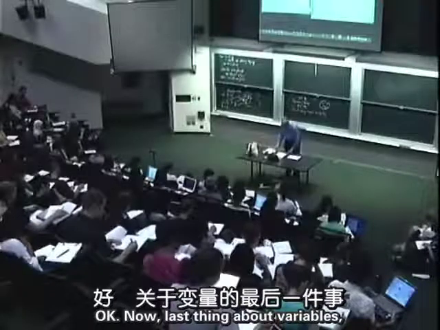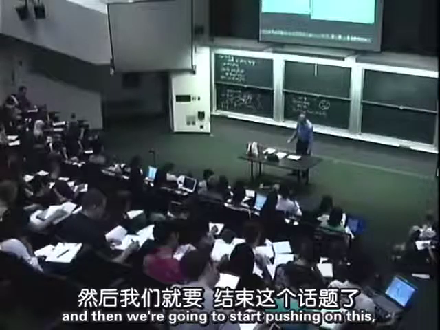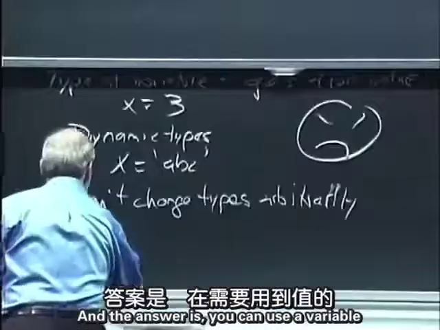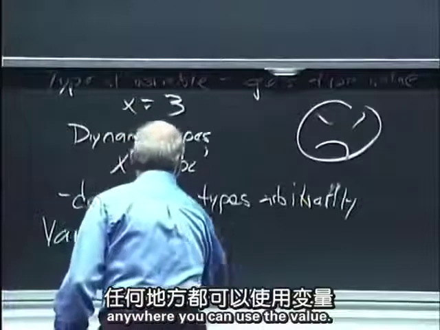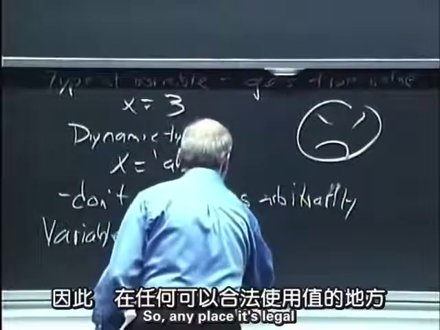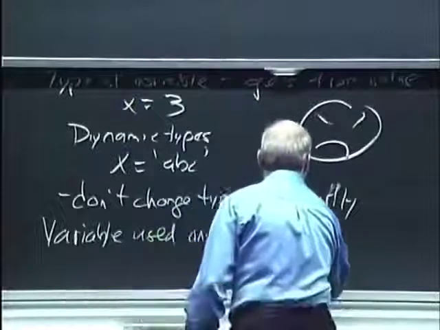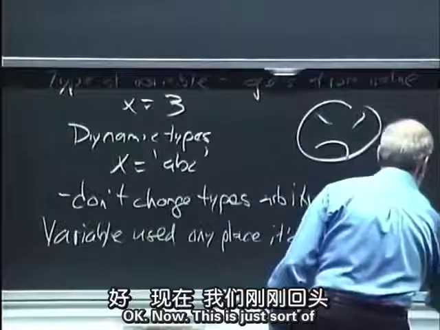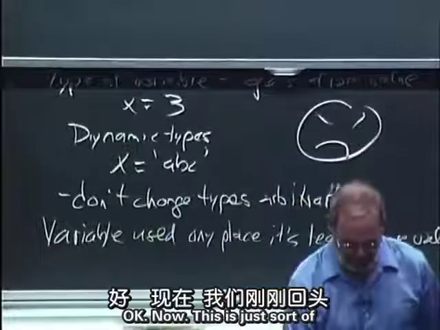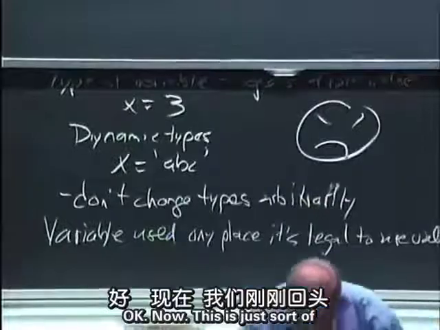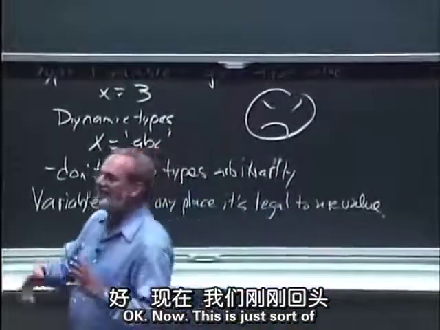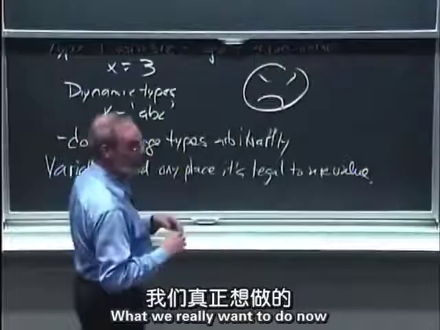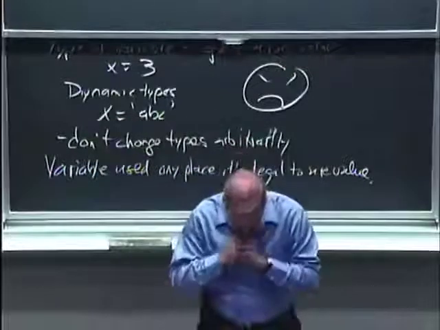Okay. Now, last thing about variables, and then we're going to start pushing on this, is where can you use them? And the answer is you can use a variable anywhere you can use the value. So any place it's legal to use the value. Okay. Now, this is just sort of bringing us back up to speed and adding a few more details in. What we really want to do now, though, is start using this stuff.